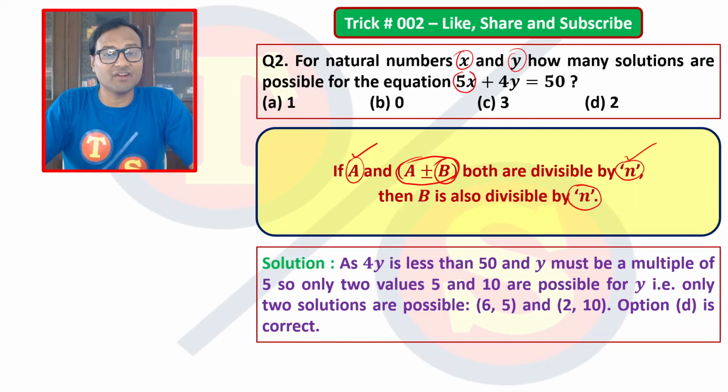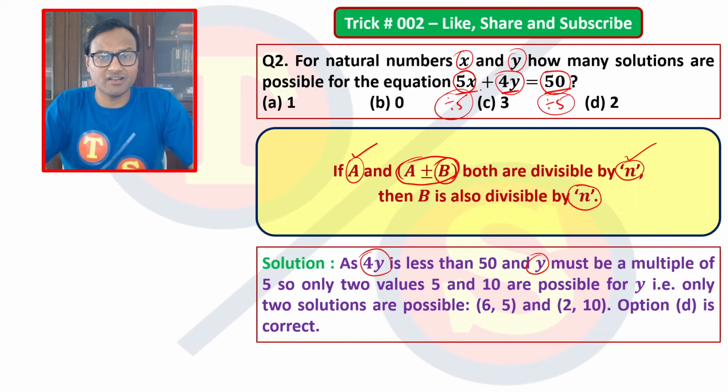We can see that 5x is a multiple of 5. It is definitely divisible by 5. And we can easily see that in 5x plus 4y, the result is 50 and the result is also divisible by 5. So one number is divisible by 5, the sum of two numbers is also divisible by 5. So the second number must be divisible by 5. So if 4y is to be divisible by 5, then y must be a multiple of 5.